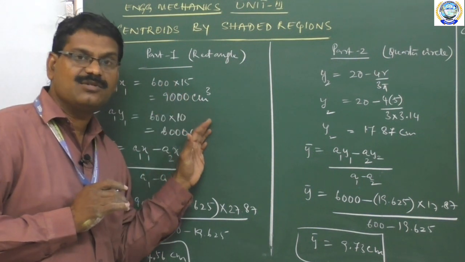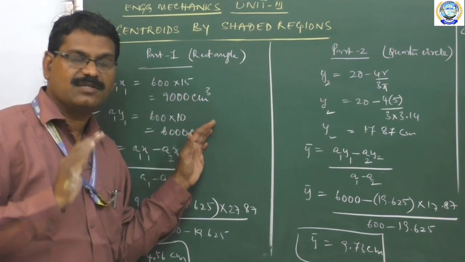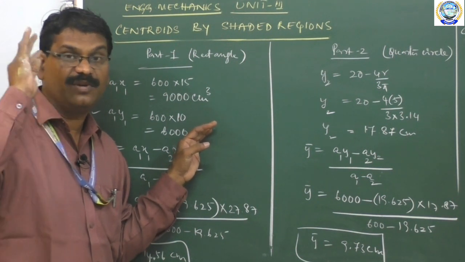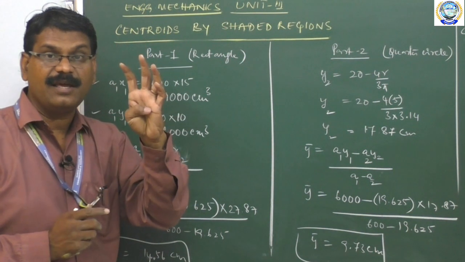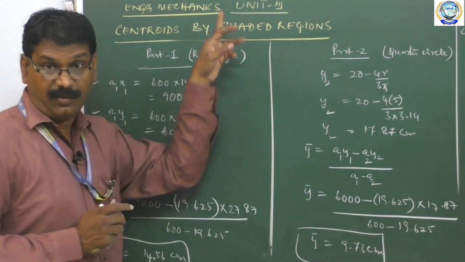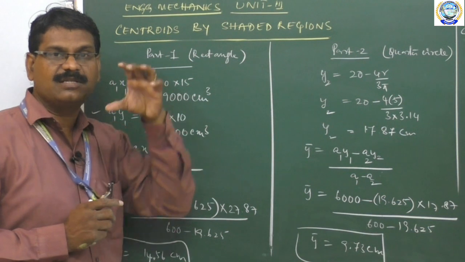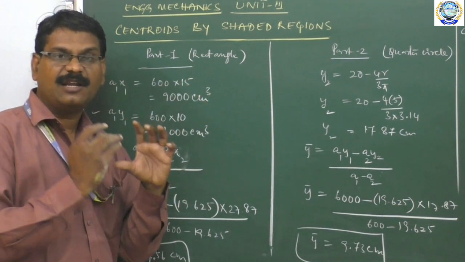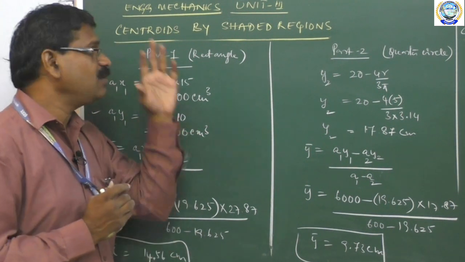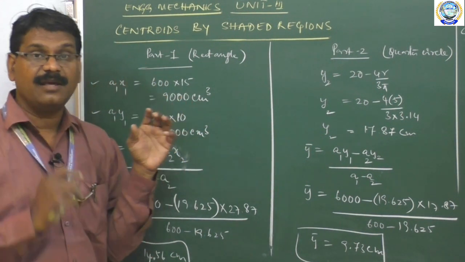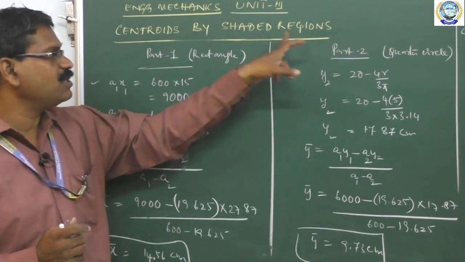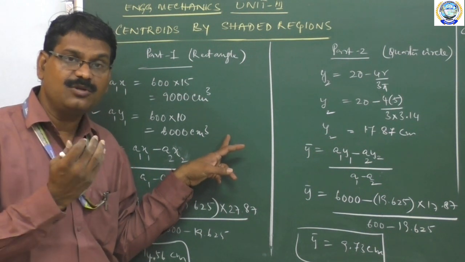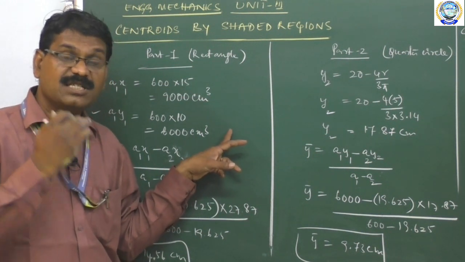The first category is determination of centroids of simple figures. They are nothing but L shape, I shape, T shape and inverted T shape, which we finished in the last class. The second category is determination of centroids of composite figures. Each composite figure consists of either a rectangle with a circle, a rectangle with a triangle, or a rectangle with a quarter circle. Like that we have completed. And the third category is determination of centroids of shaded regions. After finishing this, we are going to enter into the determination of center of gravity of some standard figures.